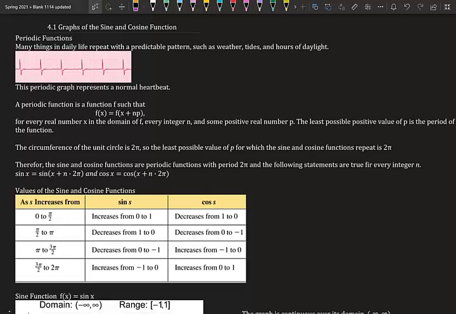4.1 Graphs of the sine and cosine function. So, periodic functions. Many things in life repeat with a predictable pattern, such as weather, tides, and hours of daylight. This periodic graph represents a normal heartbeat.